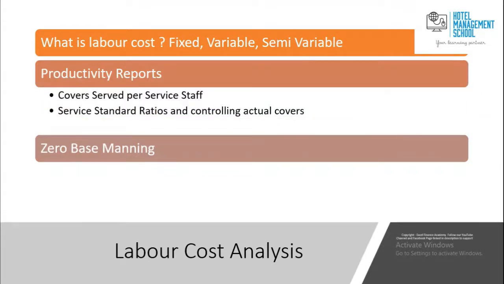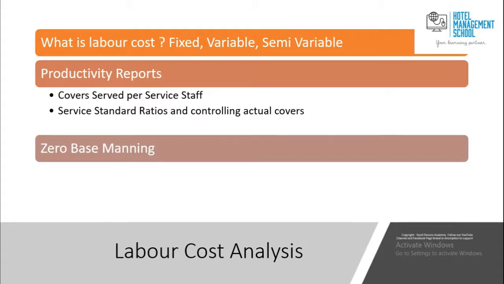Okay, and then another way of labor cost control is zero-based manning. What is zero-based manning? Zero-based manning comes out of zero-based budgeting. Zero-based means we are assuming a minimum level of activity. So for every increase in activity, how many staff do we need to add? The first thing is to identify the minimum number of activities that we need to do. How many?